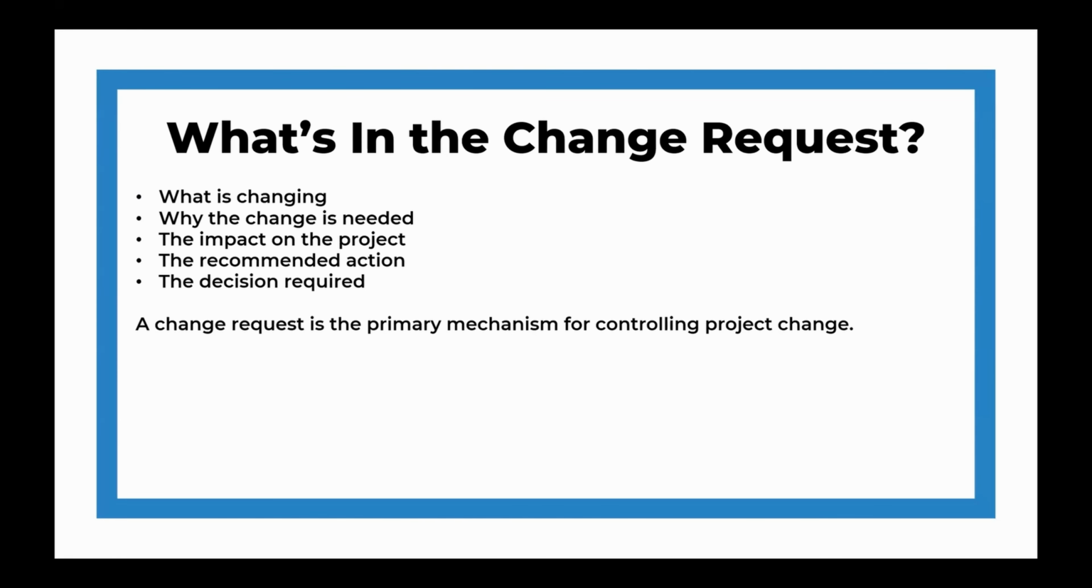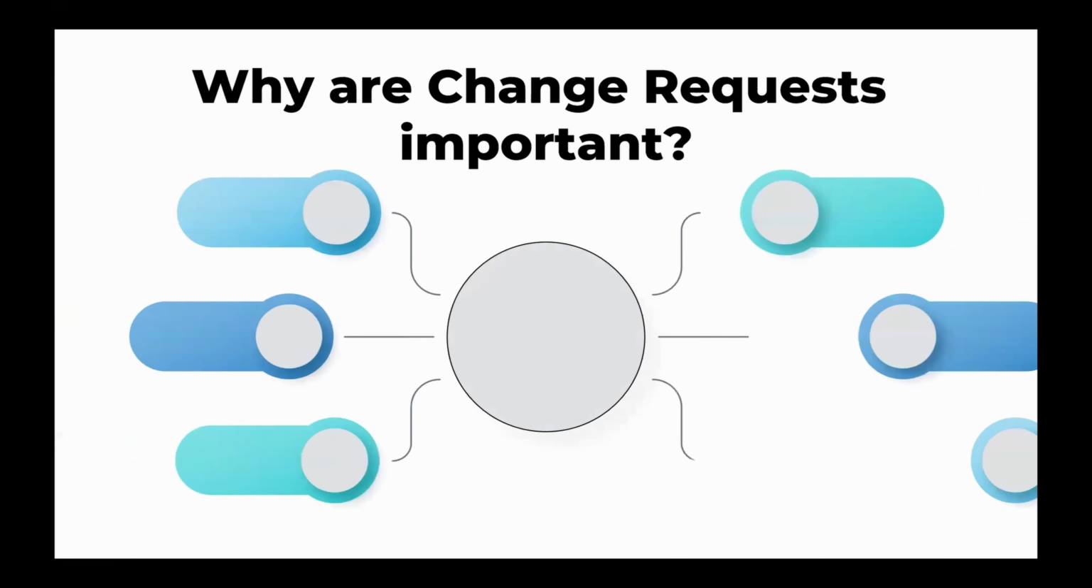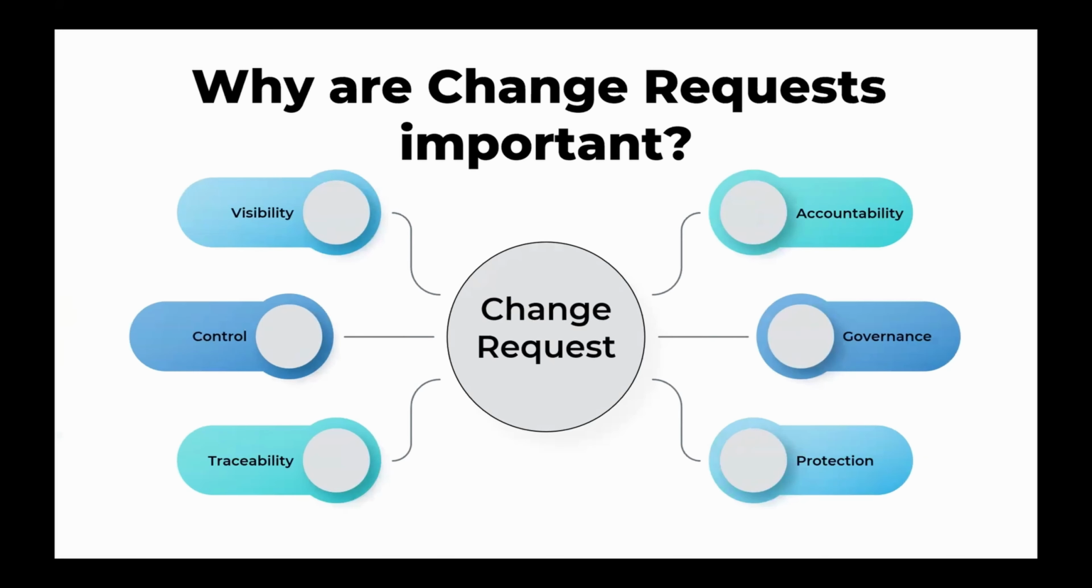Change requests are essential because they ensure visibility, control, traceability, accountability, governance, and protection. So in other words, you want to make sure that nothing changes without being documented. All of your changes must be analyzed before they're approved. Every change is recorded, justified, and tracked. Decision makers own the approvals. Changes cannot bypass the project plan, and the project manager cannot be blamed for any unapproved changes if you follow these directives.